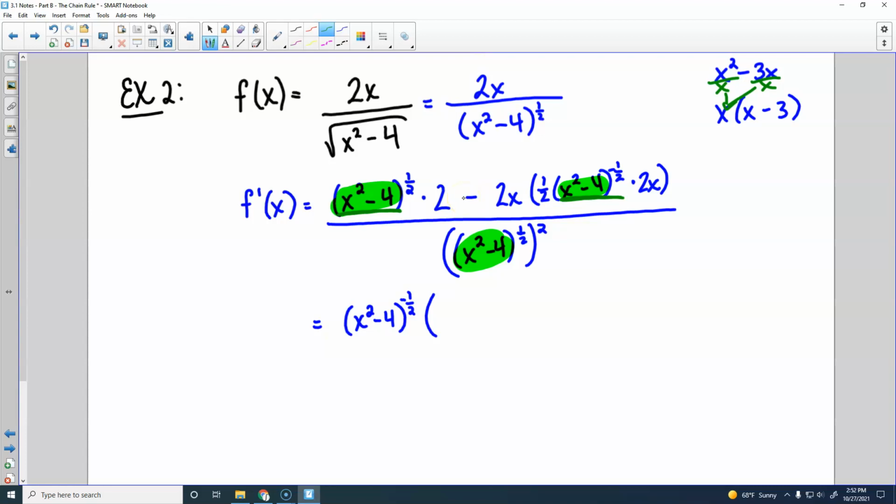So it should be 2 minus 2 times 2x. So what's the little trick? So this right here is just, you're just going to have, actually no, sorry.